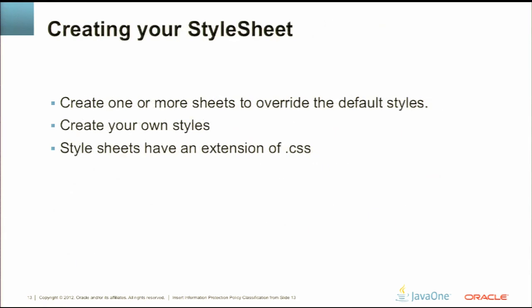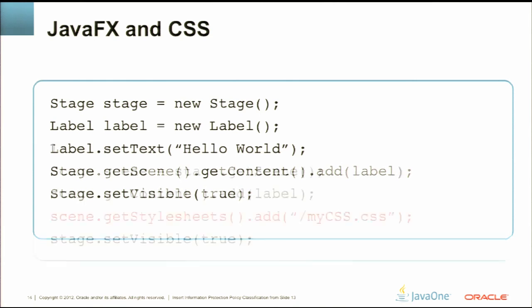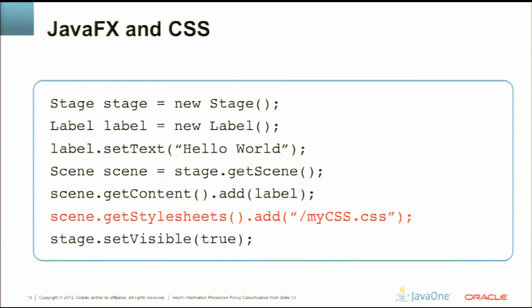So create your own style sheet. Create your defaults or override the default ones. Create your own styles, and then put all that in a CSS file, and then have your application point to it. So how does it work? You have your JavaFX application. So very simple application. You have a stage. You have one label. You add the label to the stage, and you just show it, right? Very basic JavaFX. If you want to bring your CSS files into it, you just have to get the styles. Once you get the styles, you add the CSS files that you want, the style that you want to be used, to the scene.